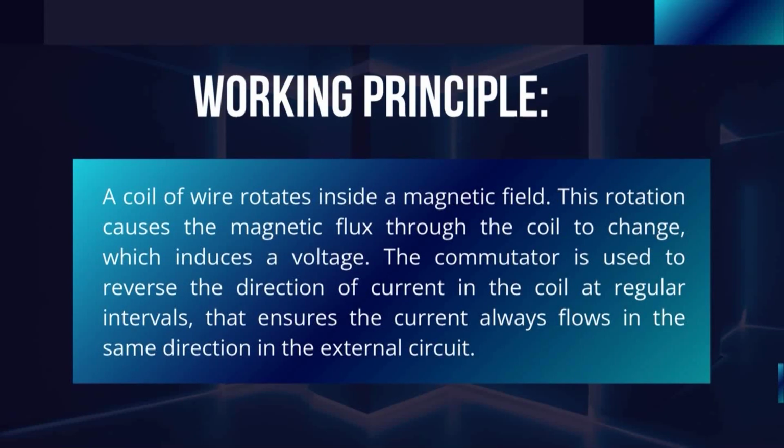Now let us see the working principle of DC generator. A coil of wire rotates inside the magnetic field, and this rotation causes the magnetic flux through the coil to change, which induces a voltage. The commutator is used to reverse the direction of current in the coil at regular intervals, which ensures the current always flows in the same direction in the external circuit.